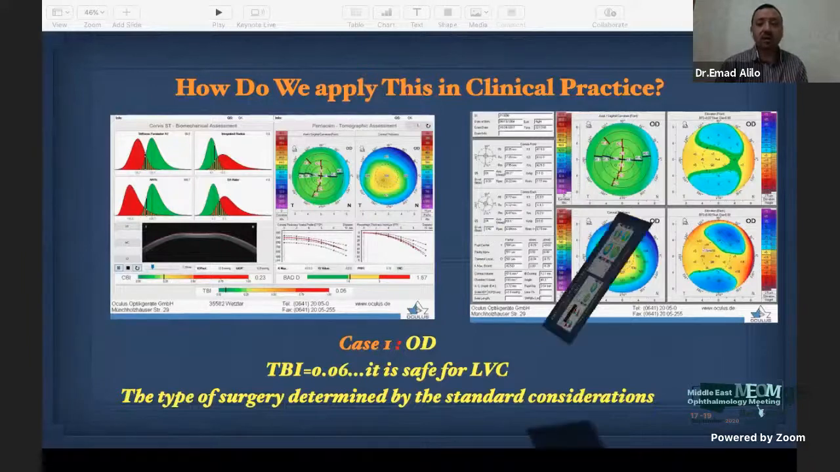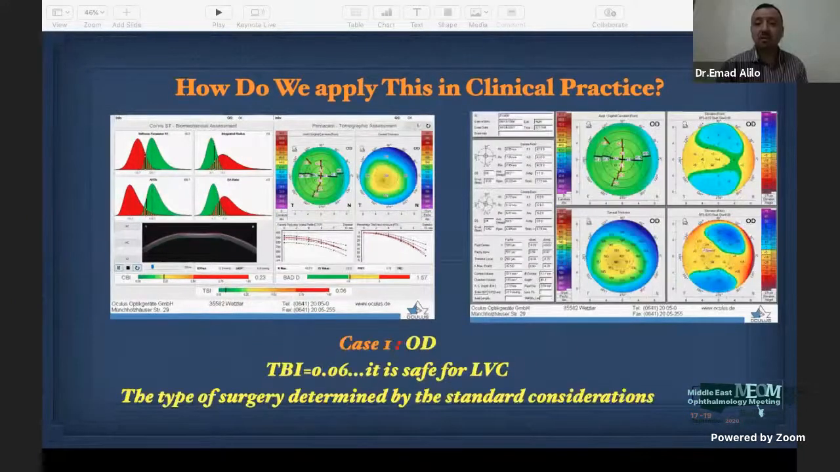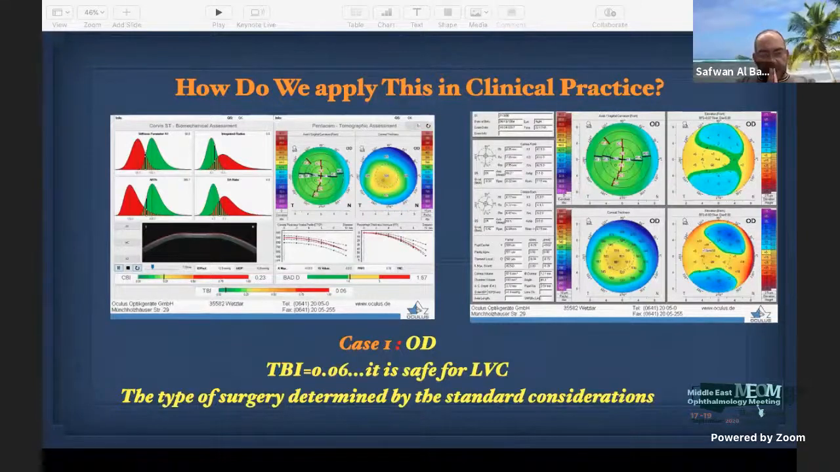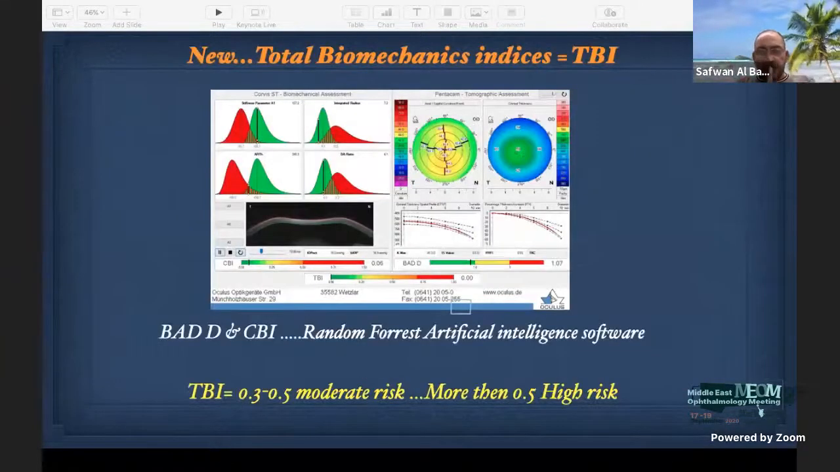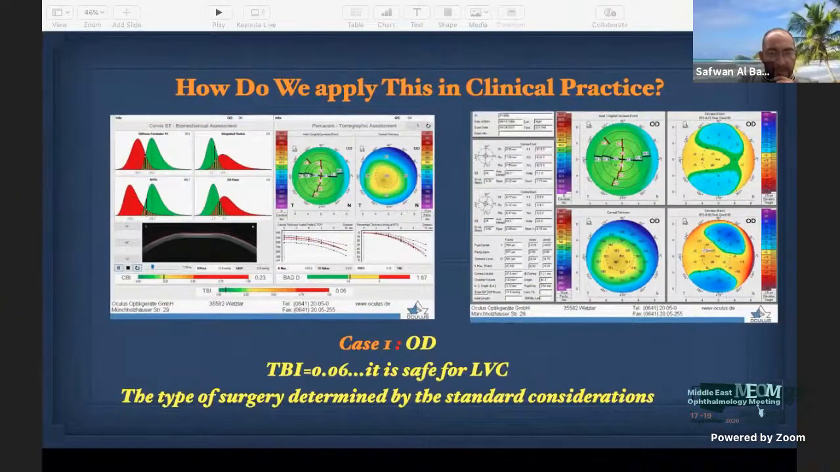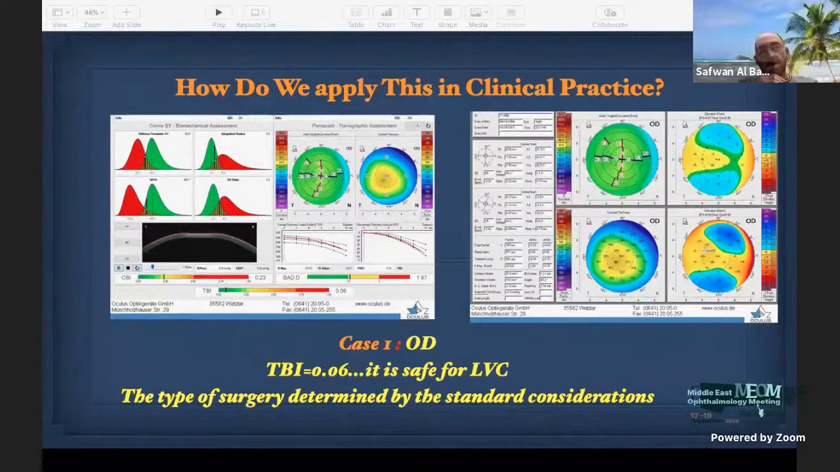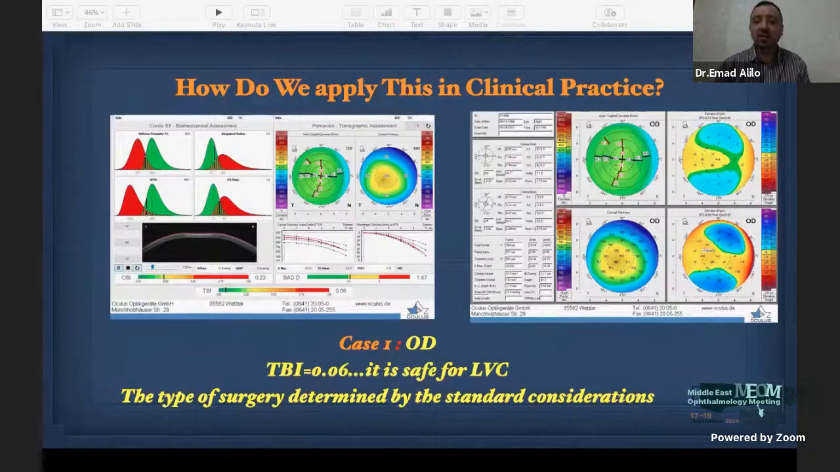If we look at the other eye. Comment here, the Belin Ambrosio, do you have any comparison with the Belin Ambrosio? Yes, sir, that's very important to know. What do you mean by comparison with the Belin Ambrosio? I need to see the Belin Ambrosio screening and the BAD. The Belin Ambrosio is there in the first slides I showed you. I can go back to it later on, Dr. Safwan.